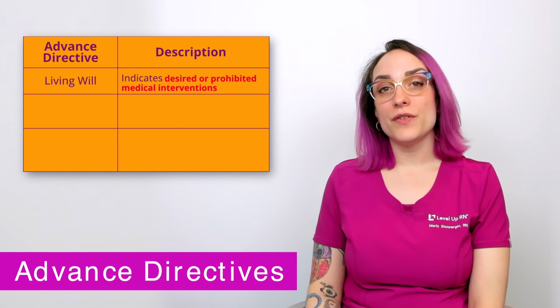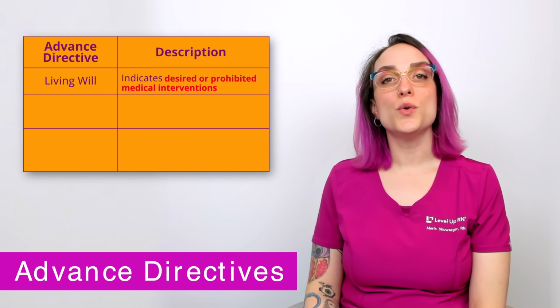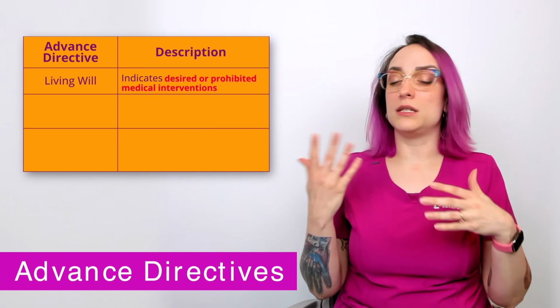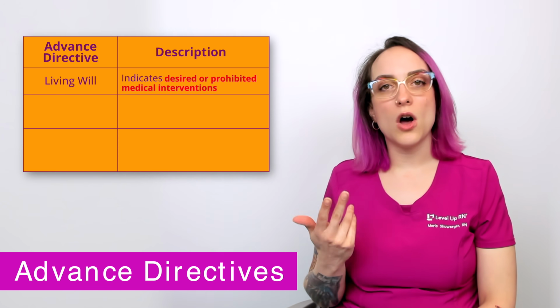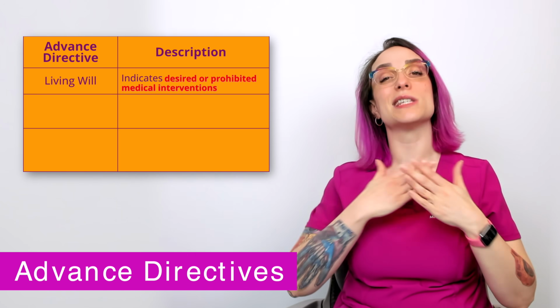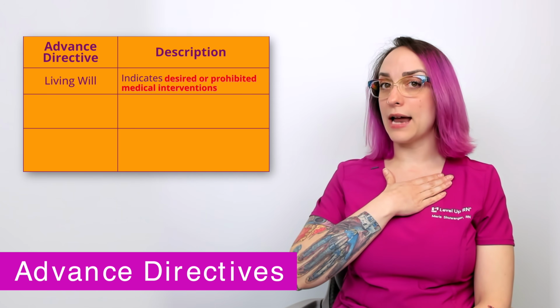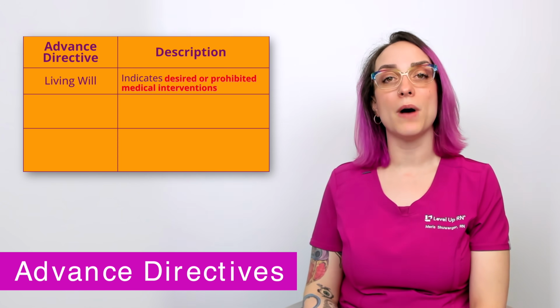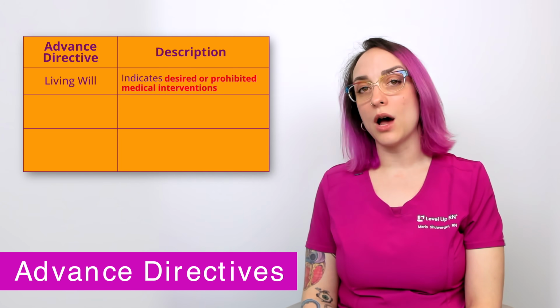But my living will spells out specifically the things I do and do not wish to happen, such as intubation, feeding tubes, how long I'd like to stay on life support, all of these different interventions that are important to me. I get to say right here and now, while I am of sound mind and body, these are the things that I do want to happen. These are the things that I do not wish to happen.